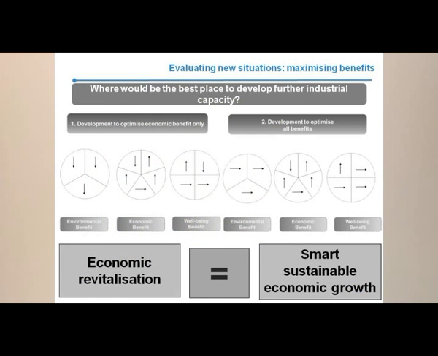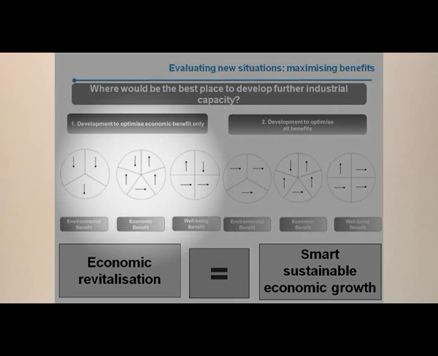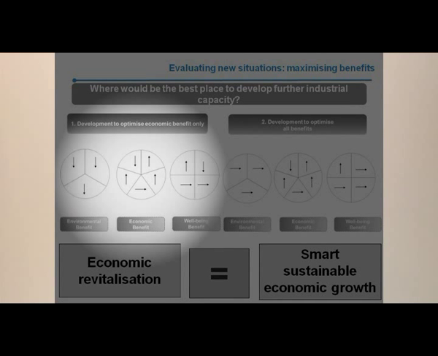Evaluating new situations, maximising benefits. This diagram shows an example of that. To the left of the slide, we have the old-fashioned way of thinking of it, where we're looking at optimising economic benefit. We put the development on a wet grassland, and the environment benefit is disadvantaged, shown by the downward pointing arrows. Economy is largely advantaged, apart from the part of economy which includes the market gardens, due to a reduction in the pollinator resource. Society well-being received a mix of effects.